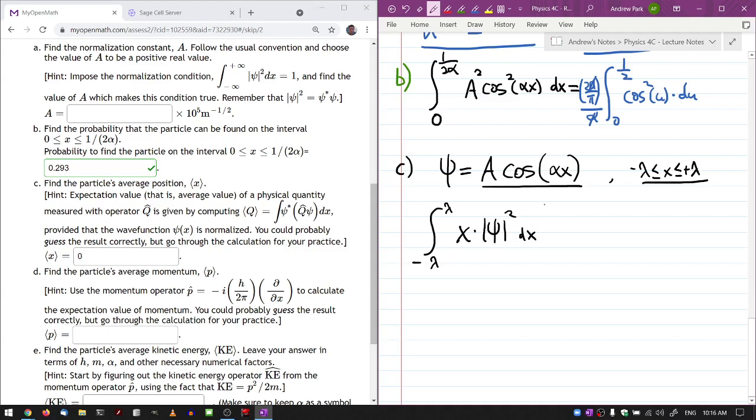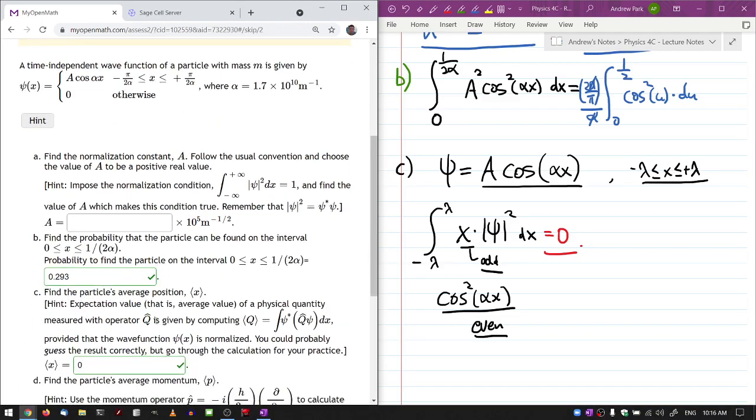This is the thing to notice. The functional form of cosine squared alpha x is an even function, and x is an odd function. An odd function times an even function gets you an odd function. So you are integrating an odd function over a symmetric interval. That is why this should be equal to zero. And if you have enough physical intuition, the physical intuition will also tell you that it should be zero.